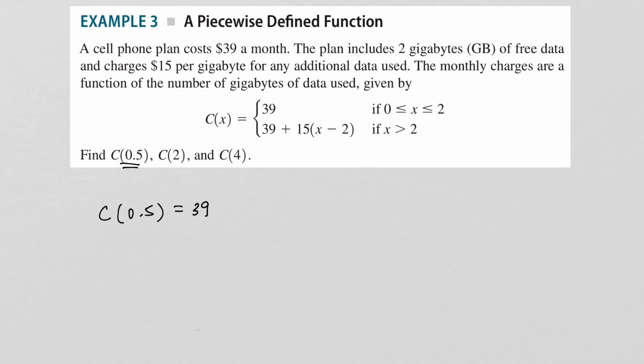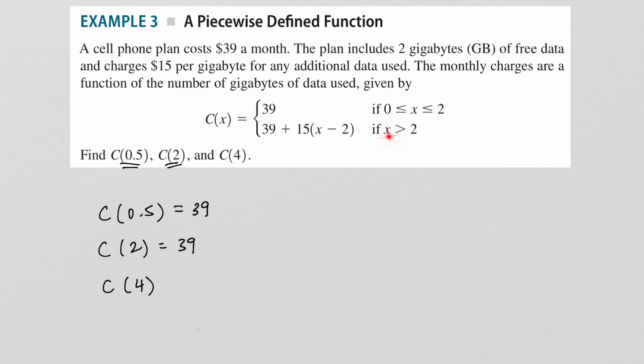Right? Okay, what is the cost of using 2 gigabytes? Well, again, if x is 2, we are still in this part of the function, because if x is equal to 2, we define the function to just be 39. So once again, this is still going to be $39. Okay? Now, what's the cost of using 4 gigabytes?